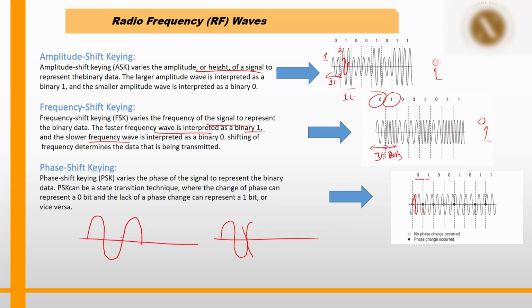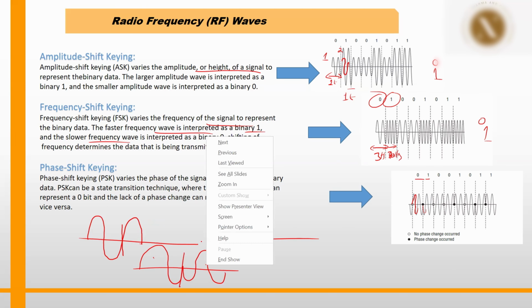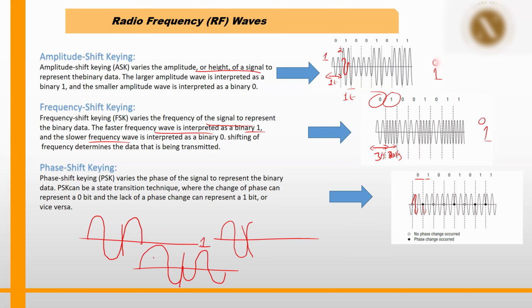So if it is going like this, this is in phase. Suppose the same thing, if it is going like this, again it starts from here. That means this signal is not in phase, so it will be interpreted as 1. If it is the same phase, that will be interpreted as 0. So that's phase shift keying. You just change the phase.